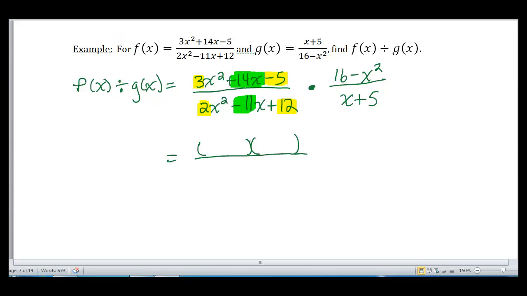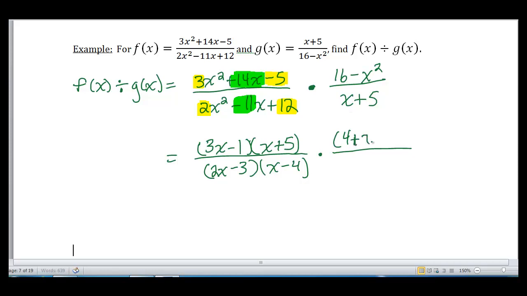All right, once you're done, you should get two binomials in our numerator, 3x minus 1 times x plus 5. And in the denominator, you should get the binomials 2x minus 3 times x minus 4. I have a difference of squares here on my numerator, so I have 4 plus x times 4 minus x all over x plus 5. And now everything is factored.